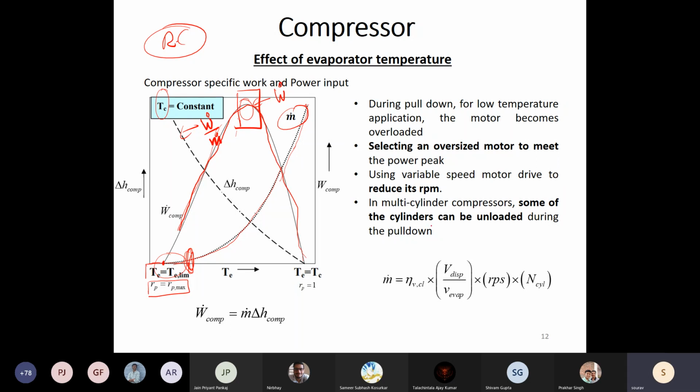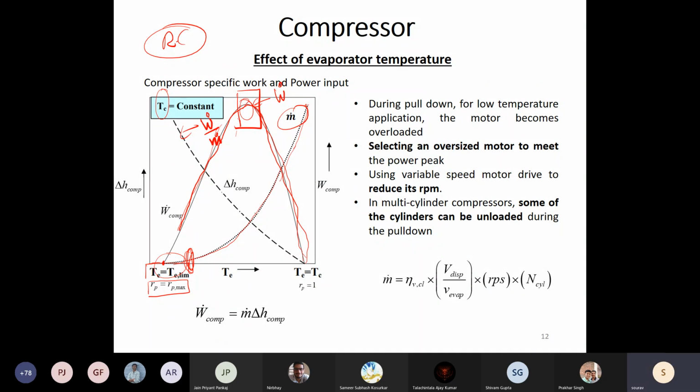So your compressor will demand a lot of torque because of this increase in work or increase in power input. So if you do not provide a sufficiently large motor, then you will have motor overloading. Okay, your compressor will seize.